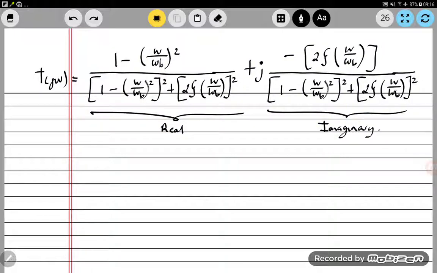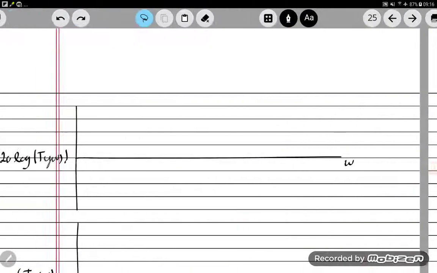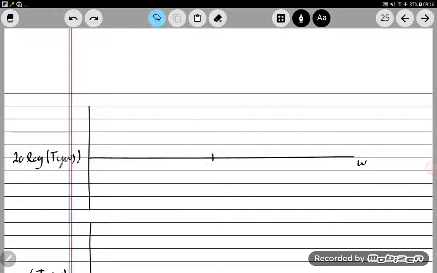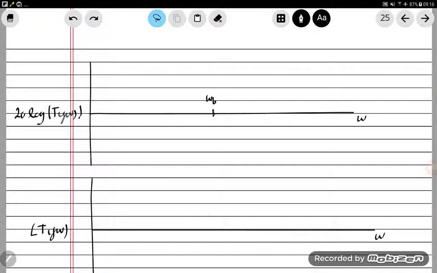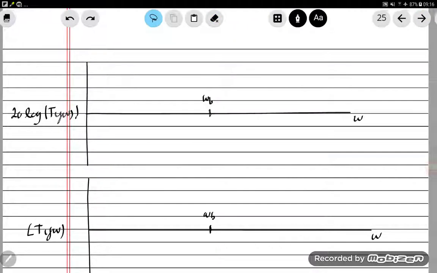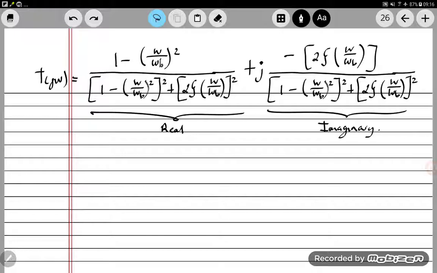Okay, at this point in time it's actually easier for us to first consider our three cases. We know that our omega_b is somewhere here. So we can consider three cases: where omega is much smaller than omega_b, where omega is equal to omega_b, and then the case where omega is much greater than omega_b. But it's easier for us to first consider those cases before we try and simplify our transfer function or find the magnitude and phase of this transfer function.